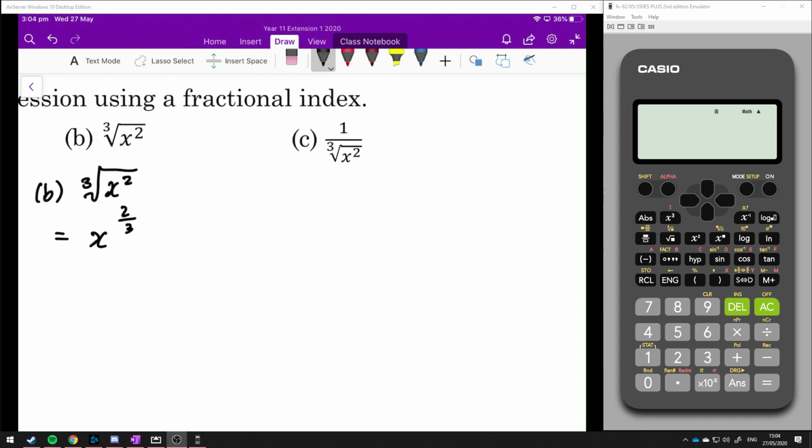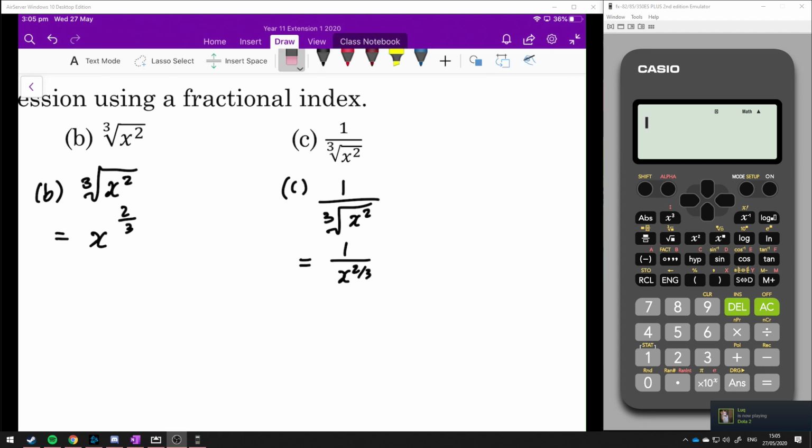Now C, a little bit trickier, because the cube root of x squared is on the bottom of the fraction. So we know that 1 over the cube root of x squared, well, we know the cube root of x squared is just x to the power of 2/3. We know that from the previous question that we just did.